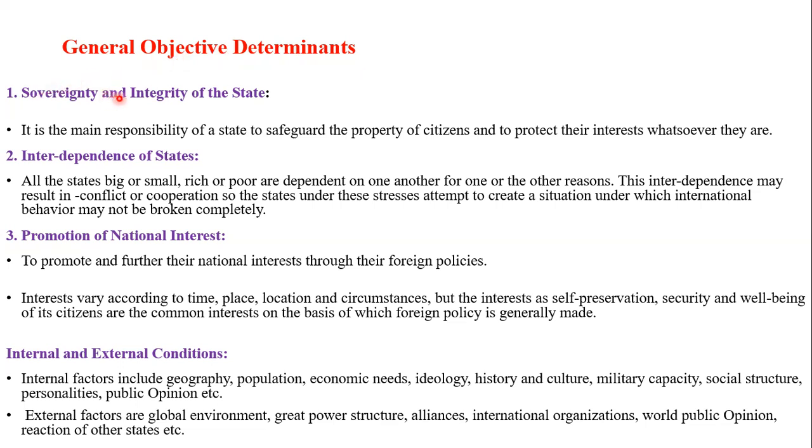Number 1, sovereignty and integrity of the state. The safety and integrity of the state is one of the very important objectives. The prime objective is to save the state from any foreign aggression, any undue influence, any exploitation by other countries, agencies, persons, cultures. Clear? This is a very important thing. And it speaks to safeguard the property of citizens and protect their interest, whatever they are. So this is the very important point for sovereignty and integrity of the state.